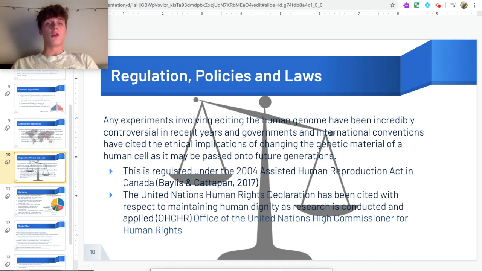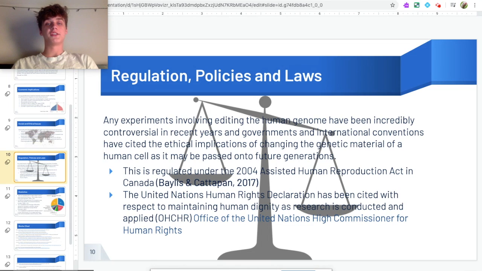Regulations, policies, and laws. There are some regulations and laws around the world governing the editing of the human genome. And obviously, any experiments involving editing the human genome have been incredibly controversial in recent years, and governments and international conventions have cited the ethical implications of changing the genetic material of human cells, especially if it has the chance of being passed on to a future generation.